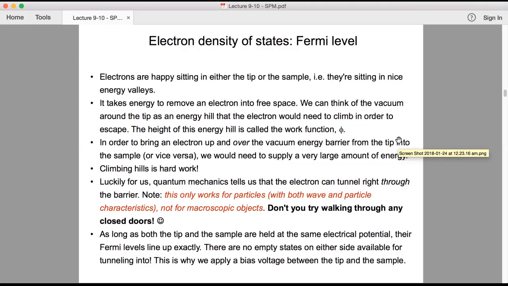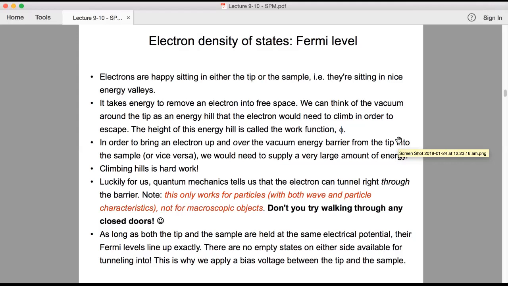Right. So as long as both the tip and the sample are held at the same electrical potential, their Fermi levels are lined up exactly. Now, as I told you, when their Fermi levels are lined up at the same level, there are no empty states on either side available for tunneling into. So even if the electrons are willing to tunnel through this barrier, they can't go and sit on the other side because there's no space for them. So that's why we use a bias voltage between the tip and the sample.